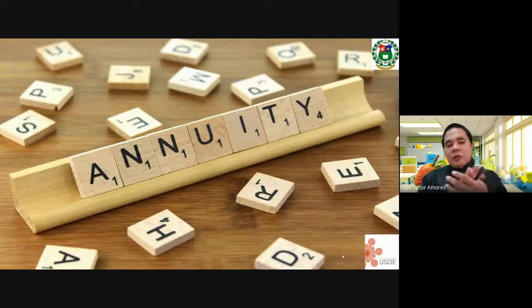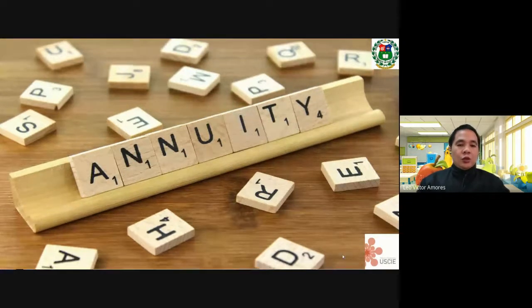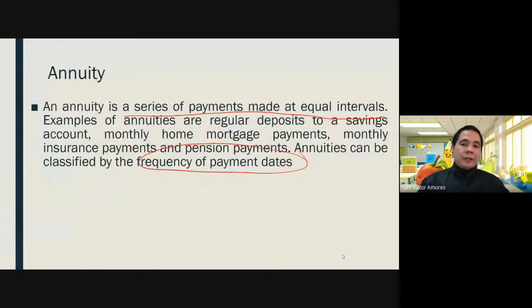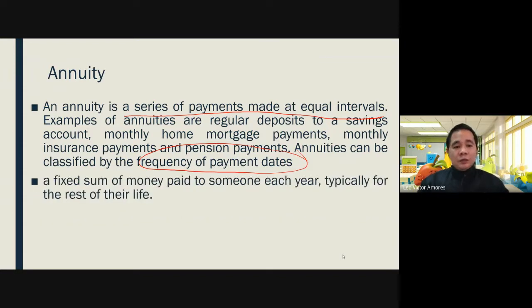so we were able to discuss already simple and compound interest and economic equivalence. So for module 2, we have two last topics, which are annuity and gradient annuity series. So for annuity, it is defined as a series of payments made at equal intervals. Examples are home mortgages, monthly payments, yearly payments, etc. So it is a fixed sum of money paid to someone each year.